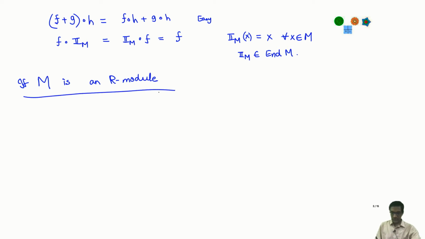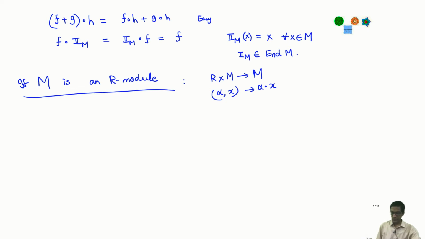So what does that mean? In addition to my additive group structure on M, I am given this map from R cross M to M, right? That's the scalar multiplication. So what do I have? I have a map from R cross M to M, (alpha, x) mapping to what we'll call alpha dot x, the scalar multiplication of x by alpha.